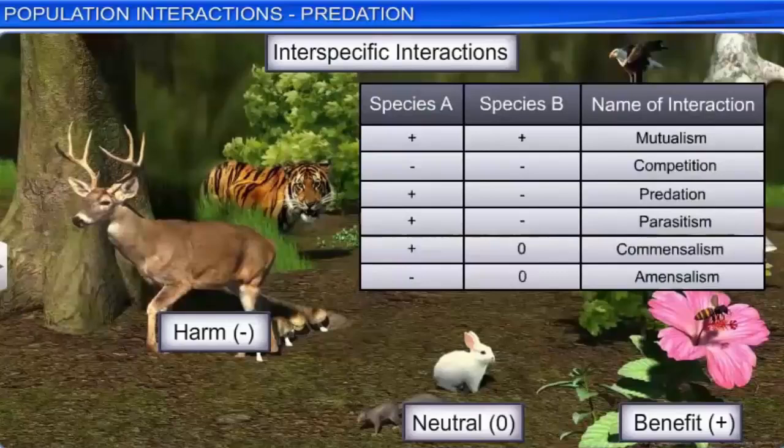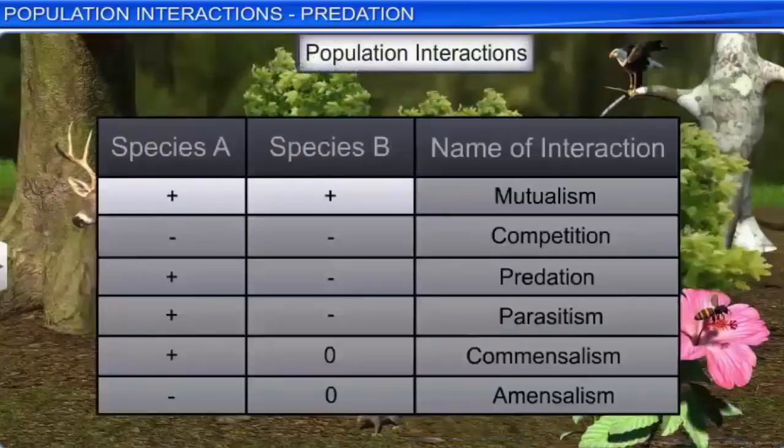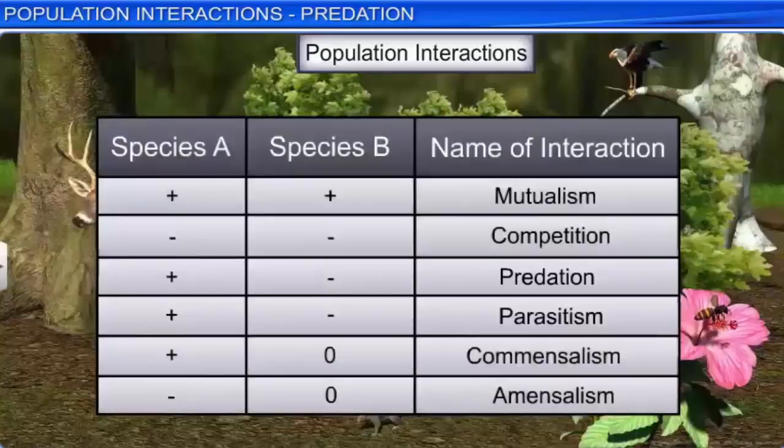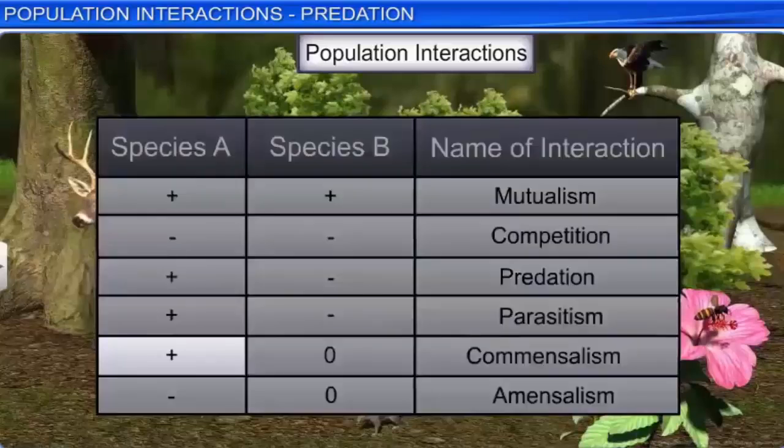When both species benefit from the interaction, it results in mutualism. On the other hand, if both species lose out during the interaction, it results in competition. In both parasitism and predation, the interspecific interaction benefits one species while it harms the other species. However, when interspecific interaction is beneficial to one species and neutral to the other, the interaction is known as commensalism. On the other hand, if one species is harmed and the other is unaffected, the interaction is known as amensalism.